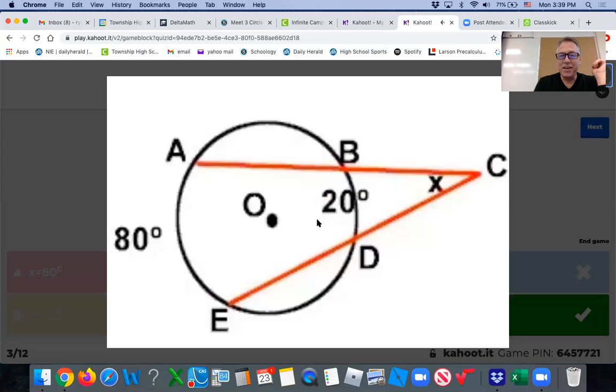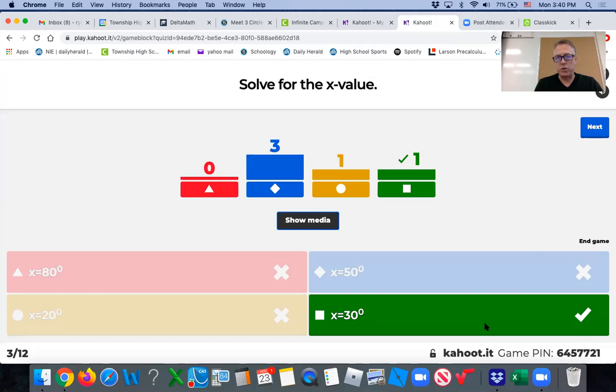All right, now for these, so like in the previous one, if the two chords intersect inside the circle, you add them and divide by 2. If they intersect outside the circle, you subtract and divide by 2. So 80 minus 20, of course, 60 divided by 2 is 30. Okay, so they intersect inside the circle, you add them. Intersect outside the circle, you subtract them and divide by 2.